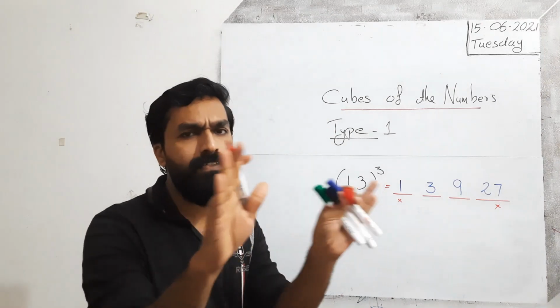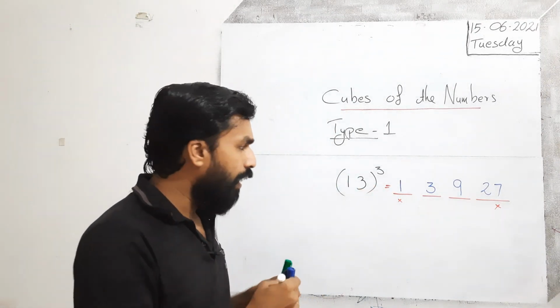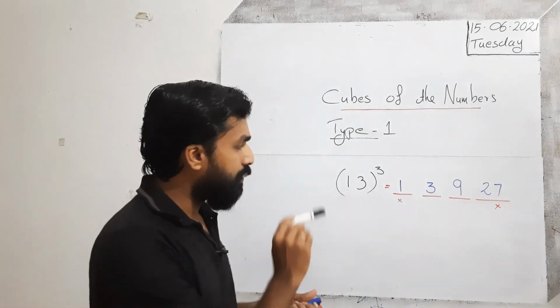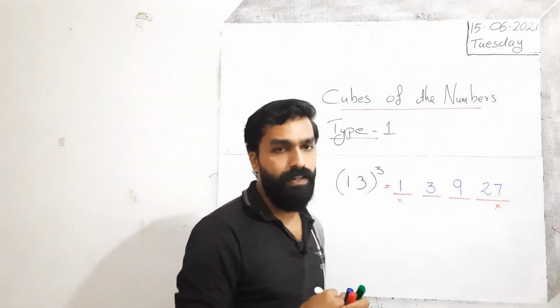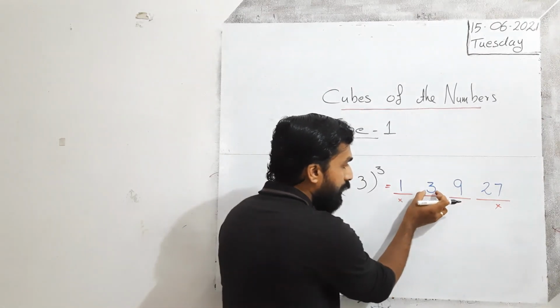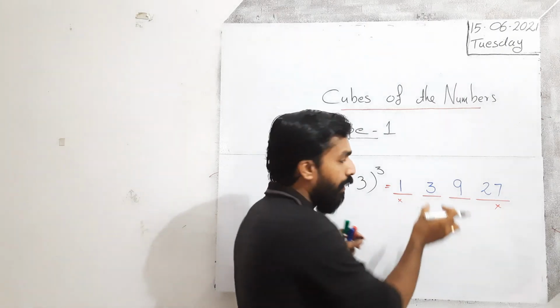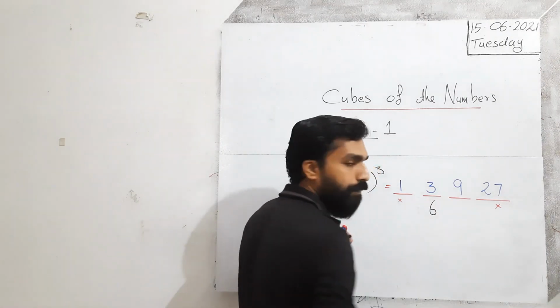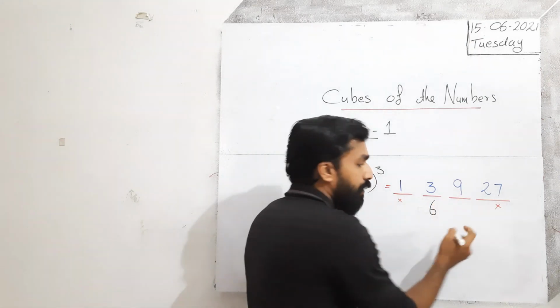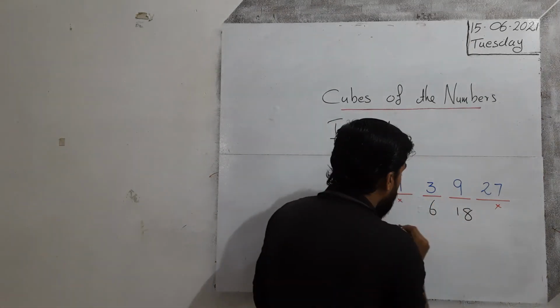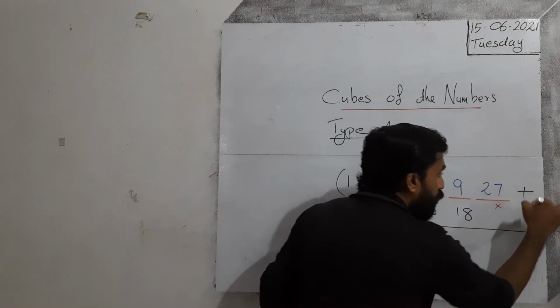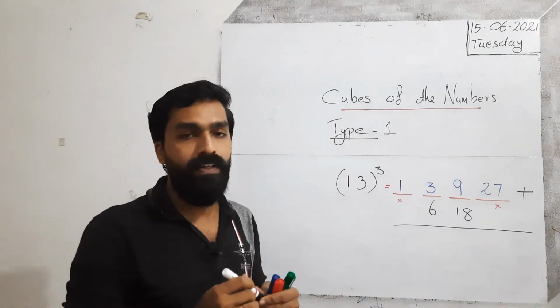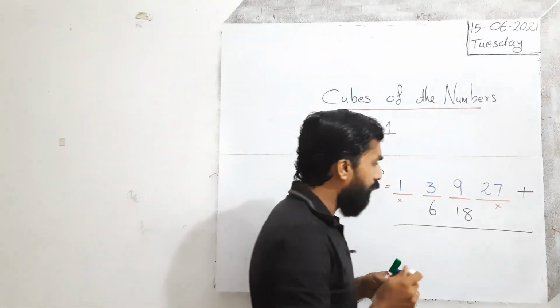Next step, you cancel the first and the last numbers, meaning you just leave those numbers. The remaining numbers in the middle, two numbers, are 3 and 9. Write the double of each just below. 3 doubled is 6, and 9 doubled is 18. That you write here. Next step, add these numbers and you will get the answer.